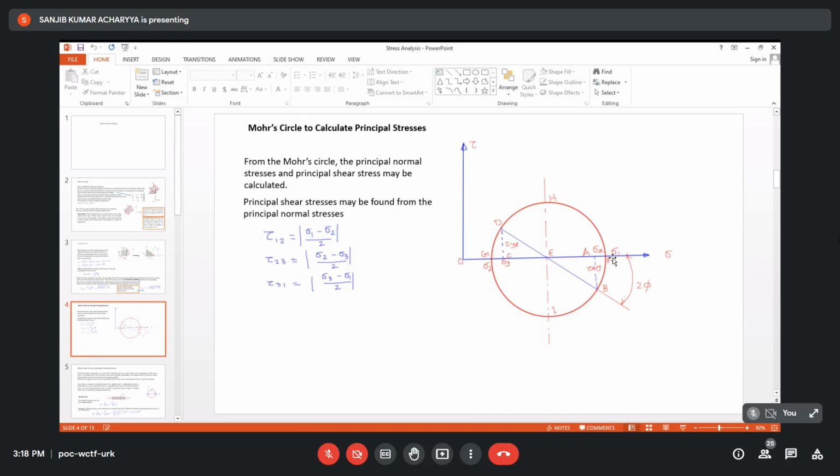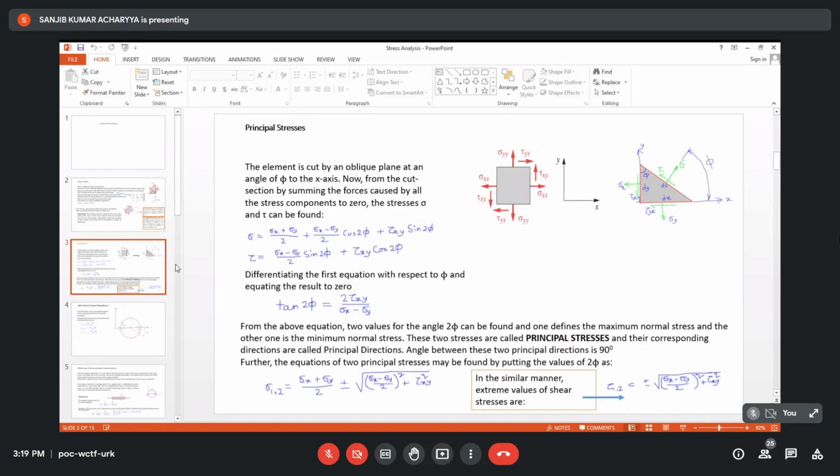Yes, sir. Can somebody tell me what is the value of normal stress at the plane where tau is maximum? Can anybody tell? Sir, the center, that is sigma x plus sigma y by 2. Very good. Because at the center, the point will be lying along the center, so the coordinate of the center will give you the value of normal stress.